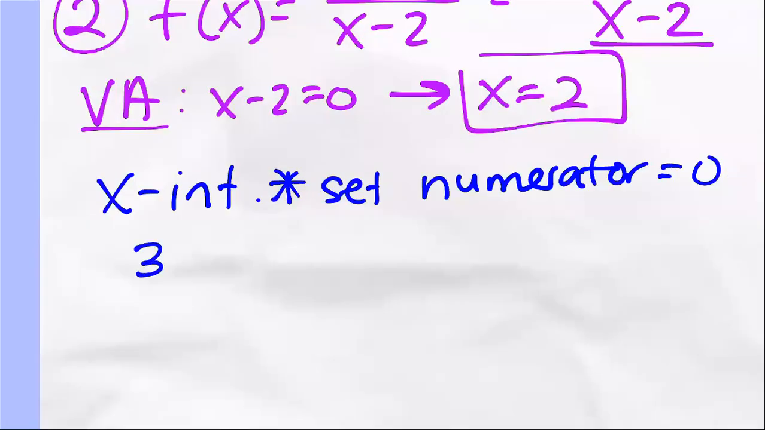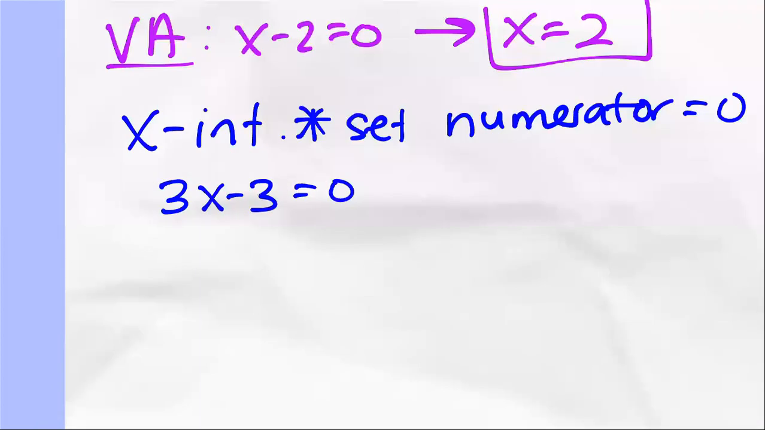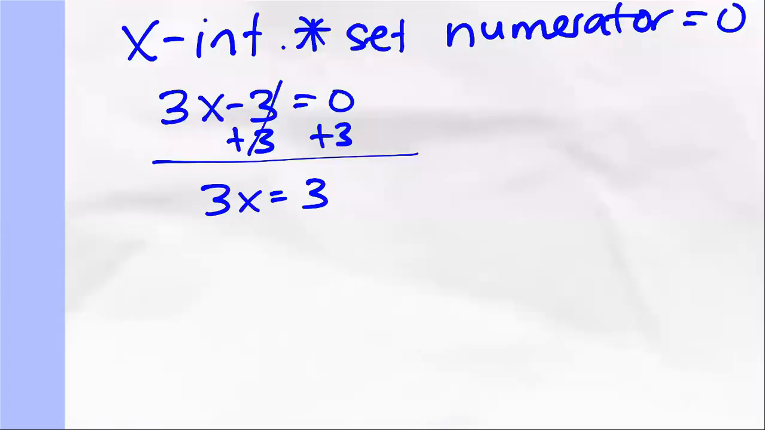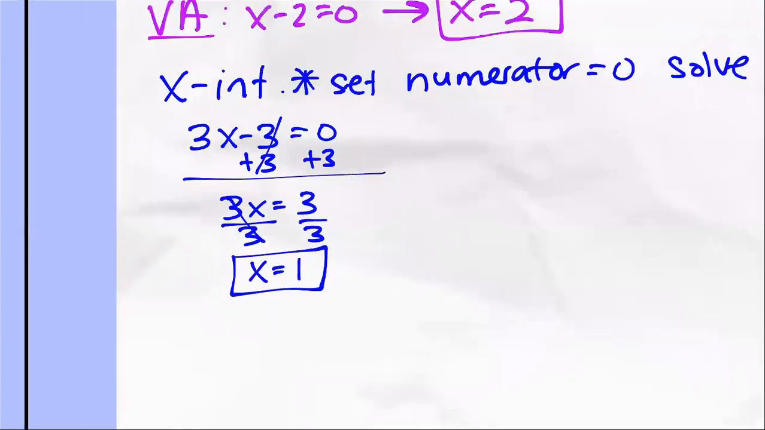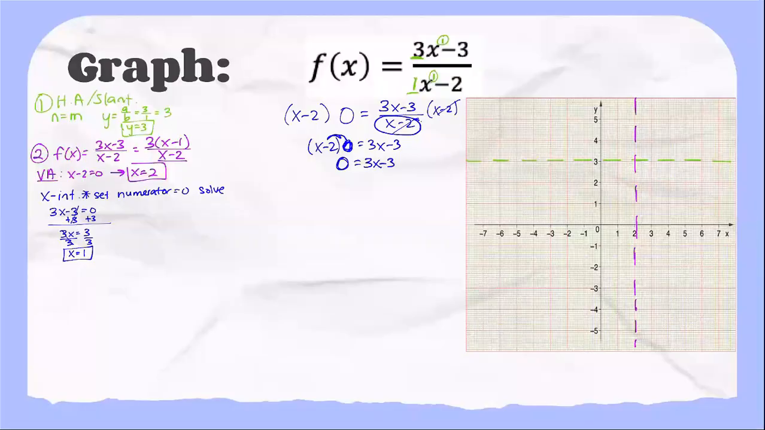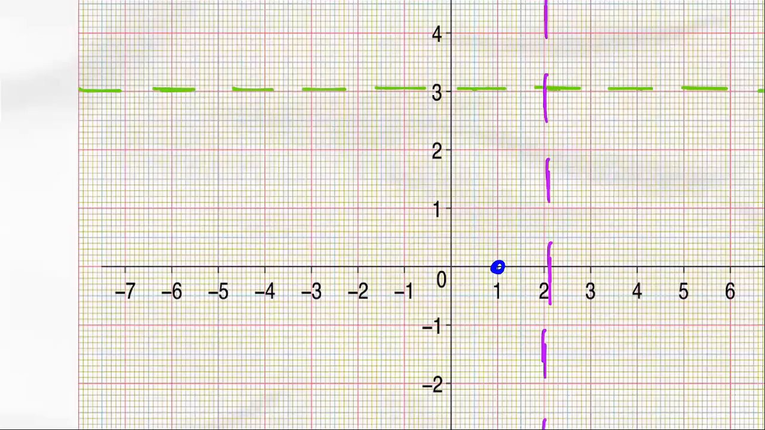So in this case, my numerator is 3x minus 3. I set it equal to 0 and I solve. And I just keep solving down. Okay, so my x-intercept is going to be at 1. I only have one of them. So I know I'm crossing here.